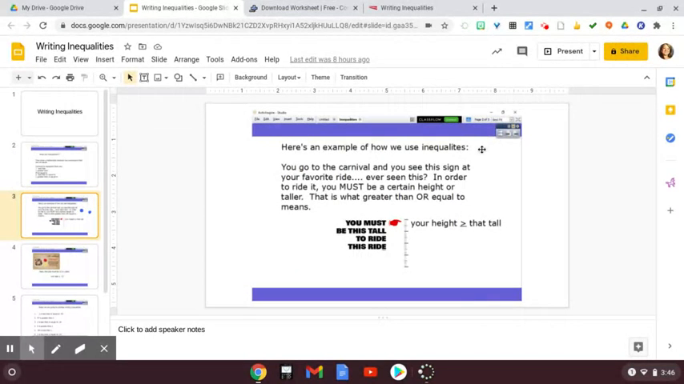So here's some examples of some inequalities. If you've ever been on a ride at the carnival, the fair, Six Flags, there's usually these big pieces of wood, and it says your height must be this tall or whatever the case may be. So, in order for you to be able to ride the ride, you've got to be right where that finger is. You can be taller, you can be exactly that same, but you cannot be any shorter than that. So the inequality is whatever your height is must be greater than or equal to that tall.